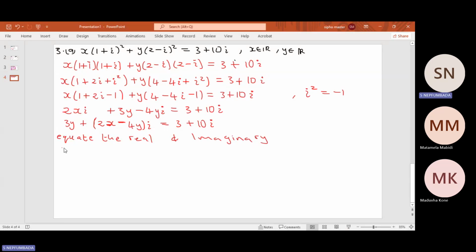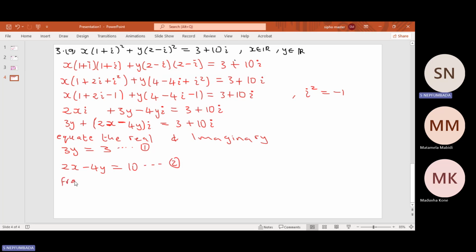So the real is what? 3y is equal to 3. Then if we solve for y, we're going to get what? Or do you want us to name it as an equation? Okay, this is our equation 1. And we've got 2x minus 4y is equal to 10. This is our equation 2.